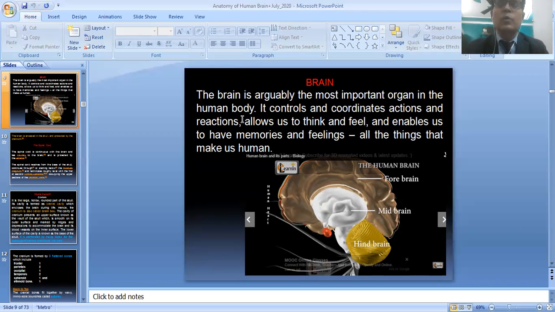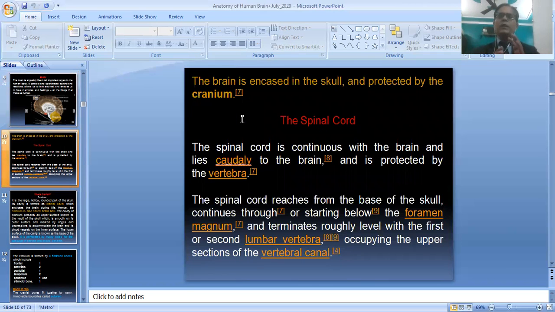The brain controls all the parts of the body. The brain is encased in the skull and protected by the cranium. This brain is enclosed in the skull, and protected by the cranium. Now I'm telling you a little bit about the spinal cord. I told you this is the brain, but from here up to here, you could say that the spinal cord is there. I will tell you all these things.